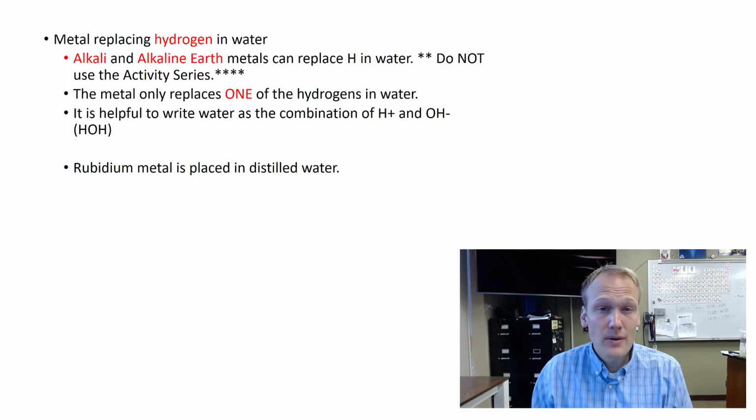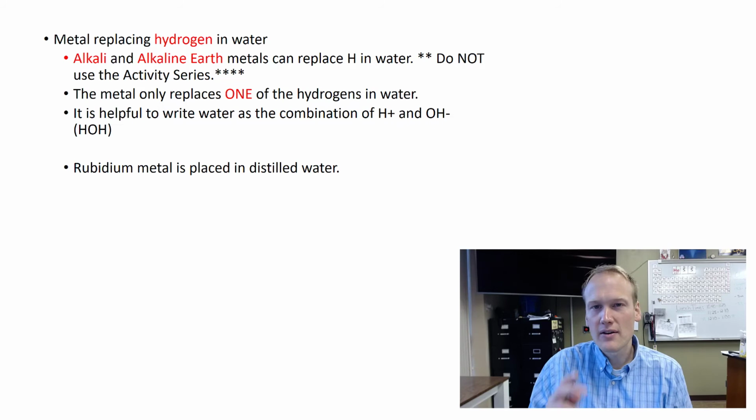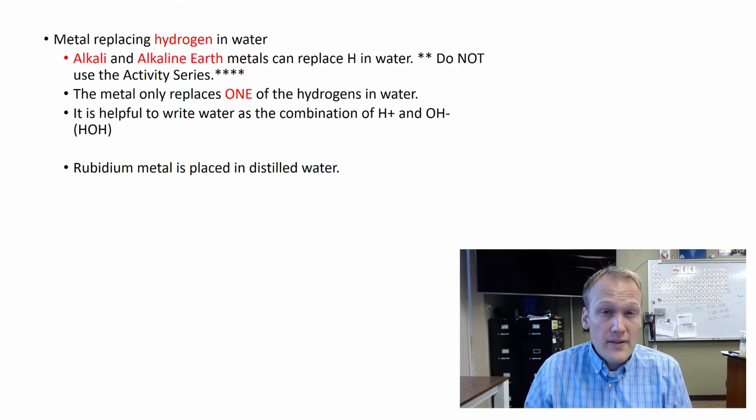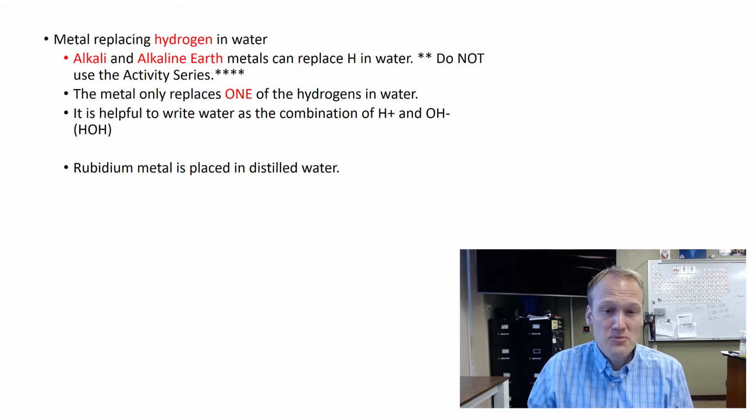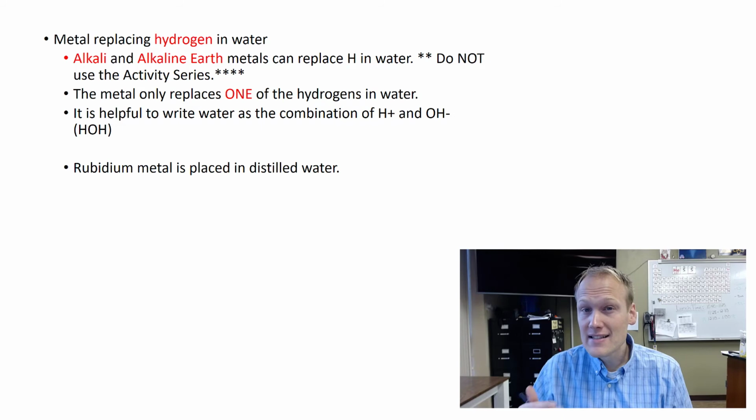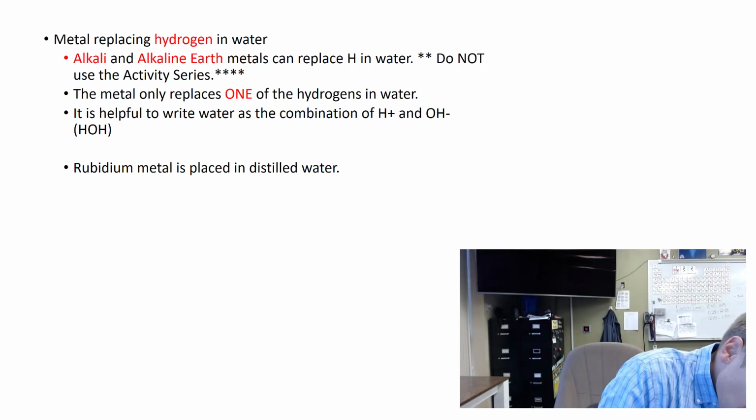The next type would be metal replacing the hydrogen in water. This only happens with very reactive metals. Alkali and alkaline earth metals are the only metals that do this. We do not reference the activity series for this. If it's an alkali metal, if it's an alkaline earth metal, the reaction will go forward. In this case, the metal only replaces one of the hydrogens, and what that does is produces a hydroxide instead of just an oxide. We have rubidium metal, which is a solid, plus water.